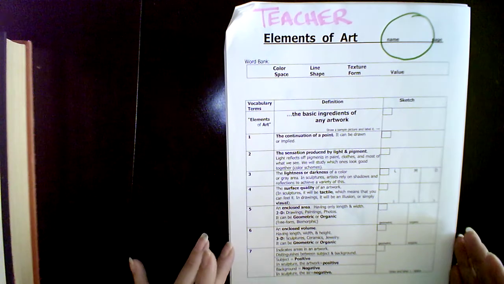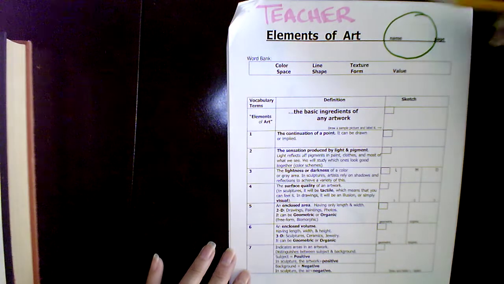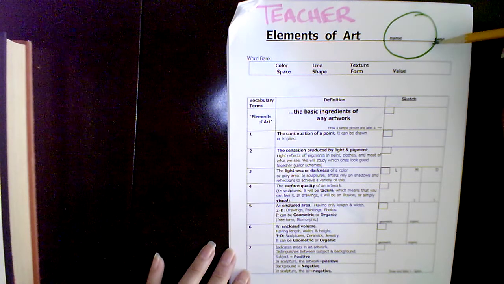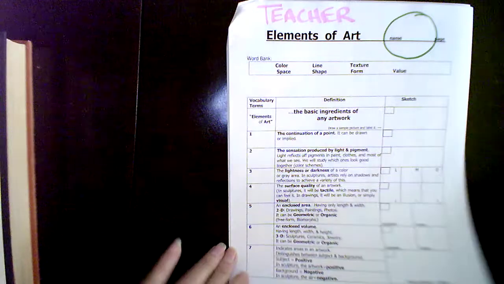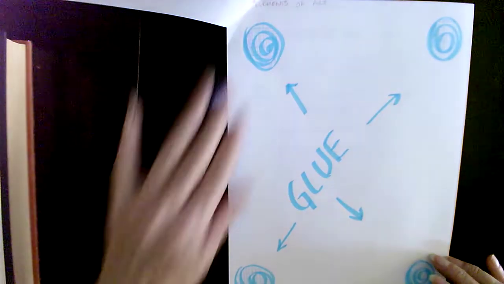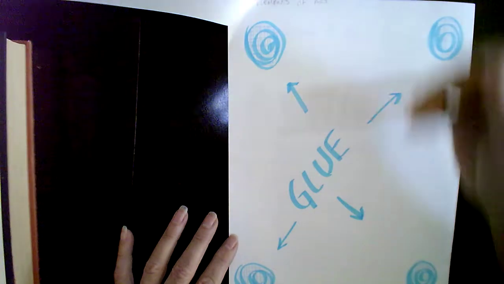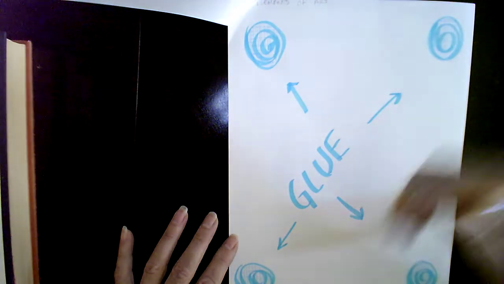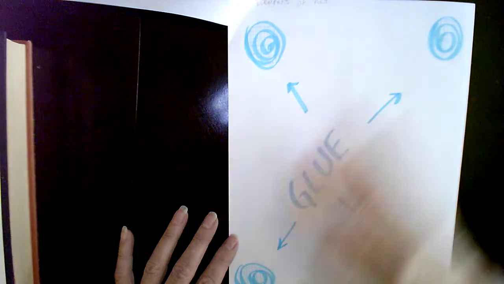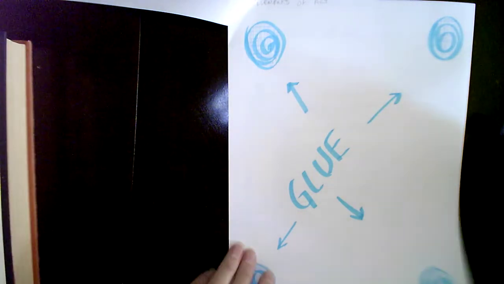Today we're working on your Elements of Art worksheet. First thing I'd like you to do is make sure you get your name, date, and period on here. If you're gluing it into your sketchbook, please go ahead and put the glue stick glue in the four corners and just press it down. You don't have to slather the whole back, and put it on the correct page of your sketchbook.